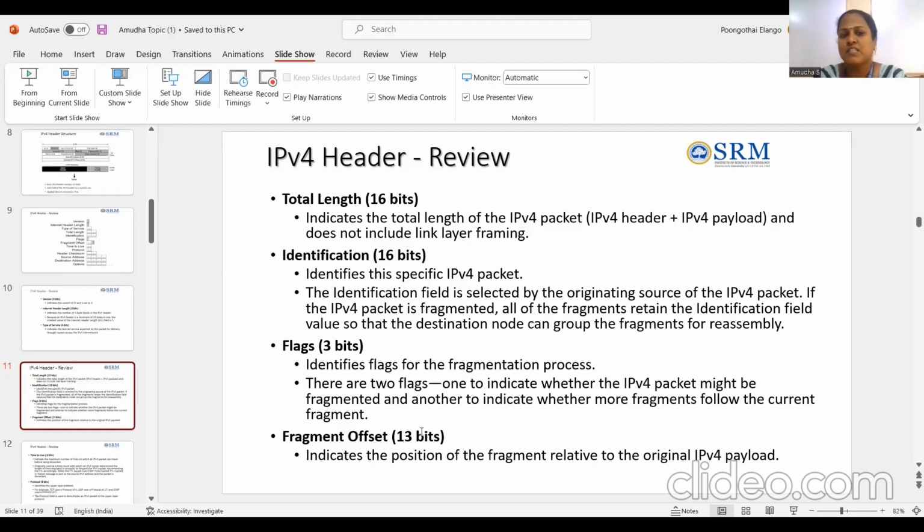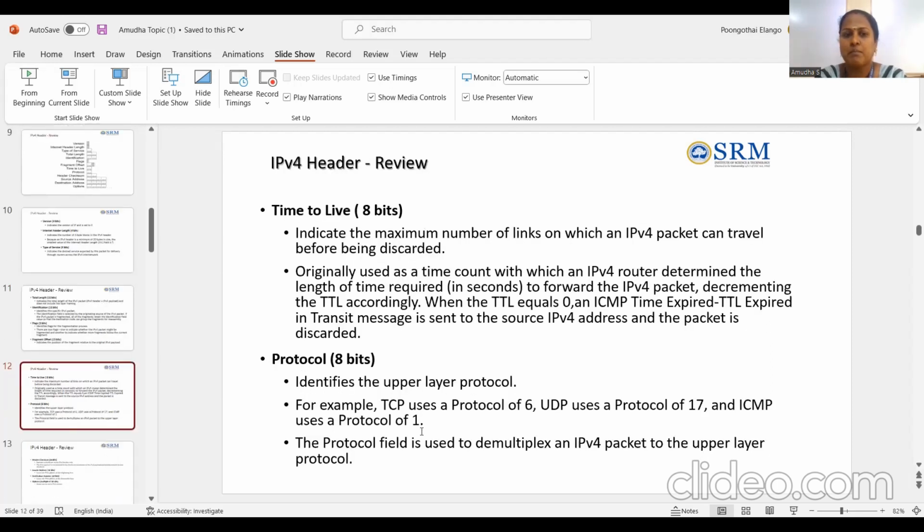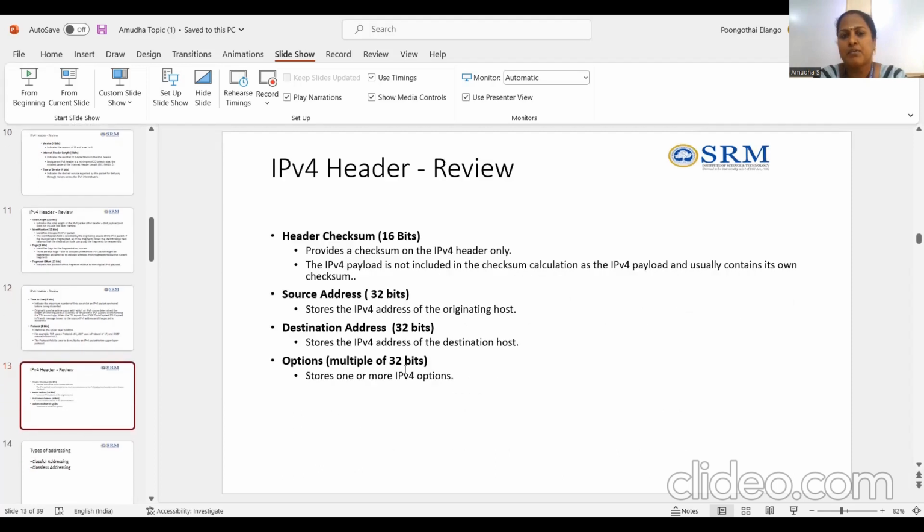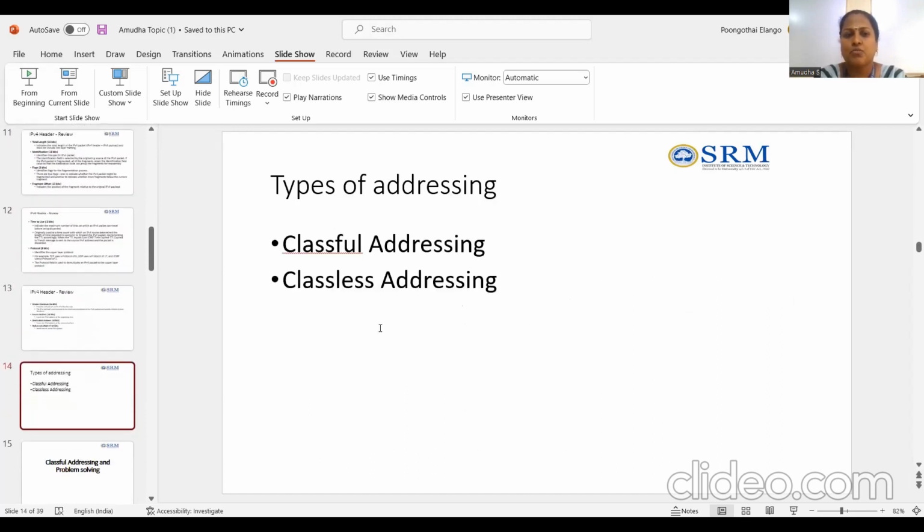Then the fragment offset, 13 bits, indicates the position of the fragment relative to the original IPv4 data. And the time to live indicates the maximum number of links on which the IPv4 packet can travel before discarding the data packet. And the protocol, 8 bits, identifies the upper layer protocol. Header checksum, 16 bits, provides the checksum of the IPv4 header only. And it also has a 32-bit source address, destination address, and an optional field.